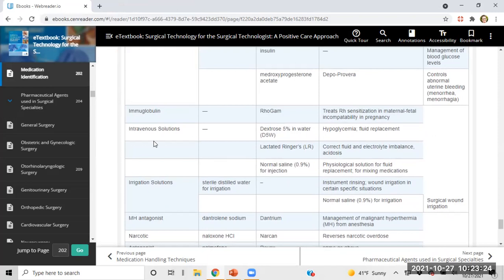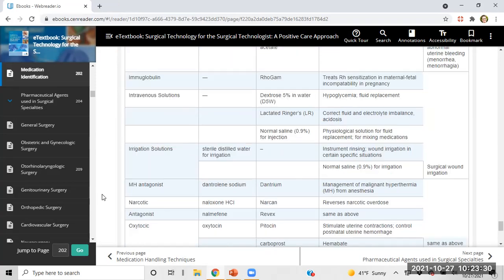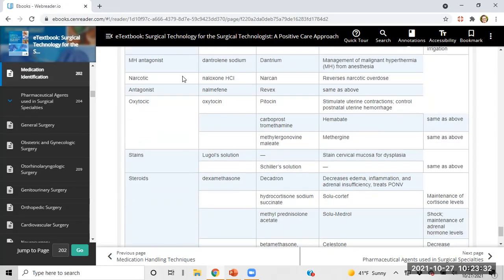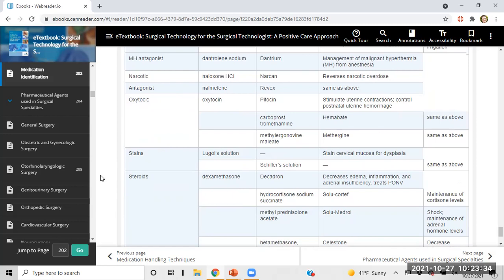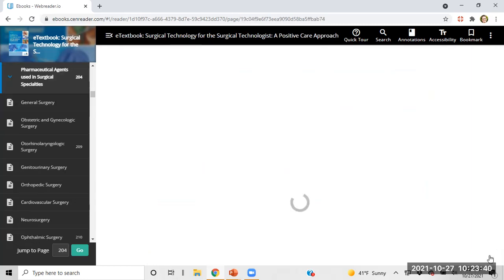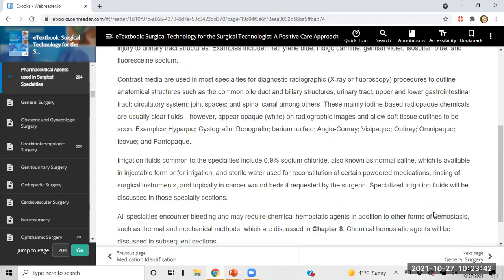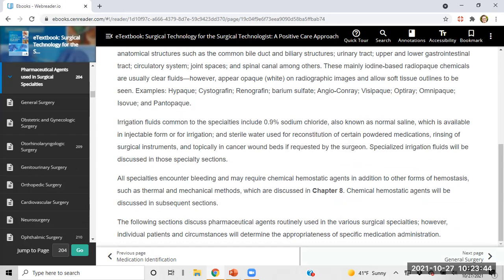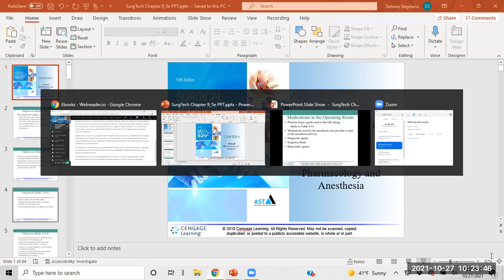Just know that you can see there's different forms of IV fluids. We're going to go over that. There's a lot of different narcotics, steroids, and things of that nature. So that's the list of pretty much all of them. But then we're going to look at the different categories.